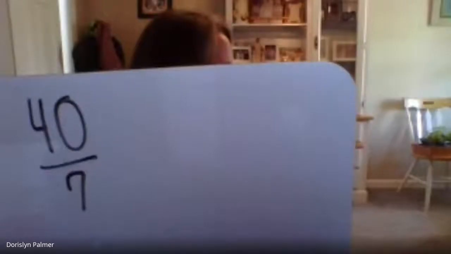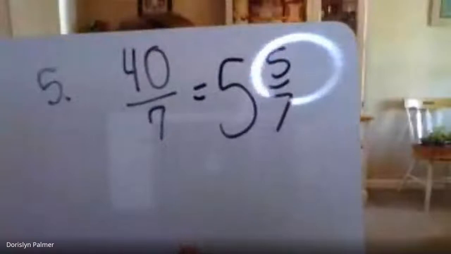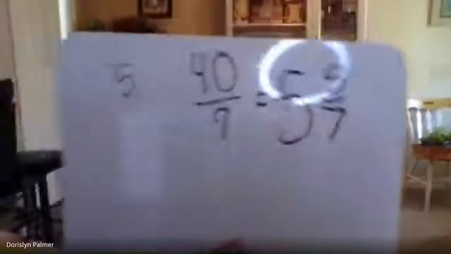Oh wait, no, it didn't. It goes in 4 times. Oh wait. Oh yeah, I did 30. Now I see what I did. Okay. It goes in 5 times. With how many left? 5. That's it. Good. So this is number 5, 5 and 5/7. Okay. Good. Irfan, could you do number 6, please?